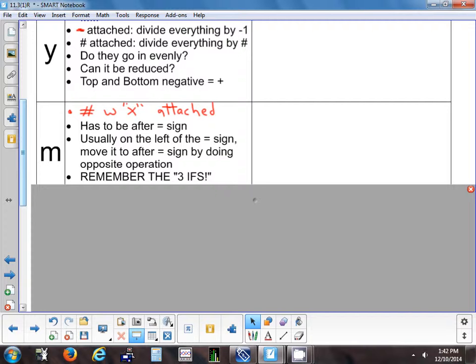What if the top is bigger than the number on the bottom? What should I look and see if I can do? Reduce them if they go in evenly, right? And if I can reduce them, reduce them. You want to do the same thing here with whatever the x is. If it's negative on the top, negative on the bottom, make sure you make it positive. Those three ifs show up again. That's why I put that.